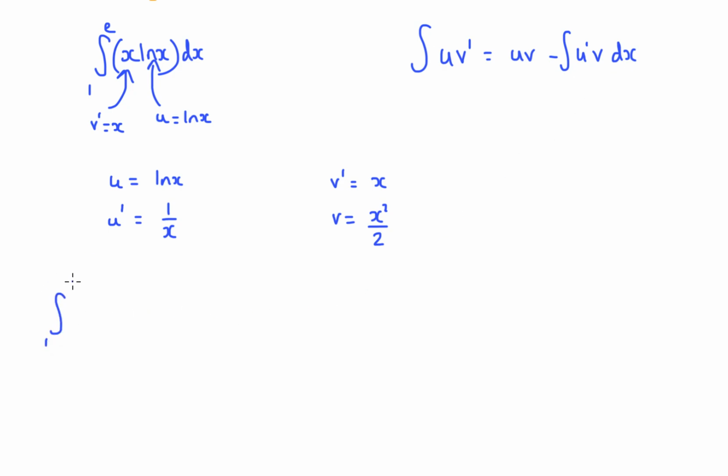So the integral between 1 and e of x ln x dx is going to be uv, so that's ln x times x squared over 2, so x squared ln x over 2, minus the integral of u dash v, which is going to be 1 over x times x squared over 2. I'll write this out properly. This is going to cancel down. We've got an x on the bottom and an x on the top, so that's going to cancel to just x over 2.